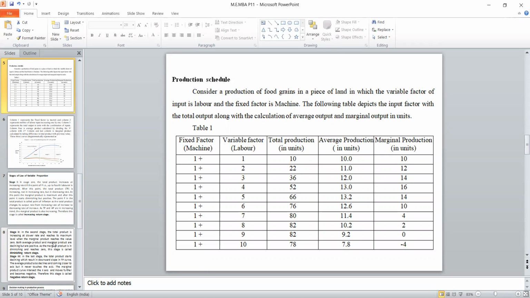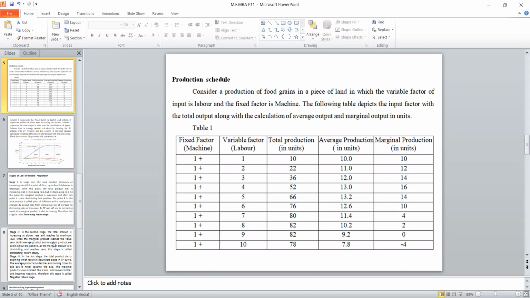From 52, it is 66. After 66, it will not be 79 or 80, it will be 76. Only 10 bags is increased. When we employ the seventh laborer, it will further reduce, only an additional 4 bags. But the 8th and 9th, it will become constant. It is zero productivity for the 9th laborer. When we employ the 10th laborer, it is a negative productivity. The total bags produced by 10 laborers with a tractor is only 78.